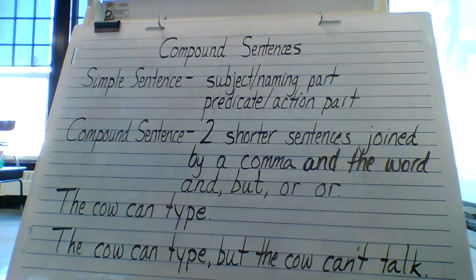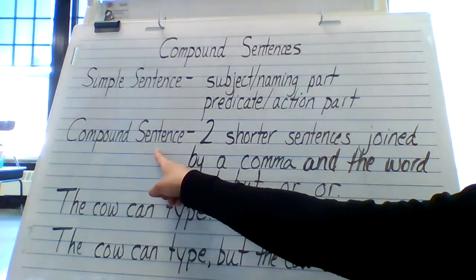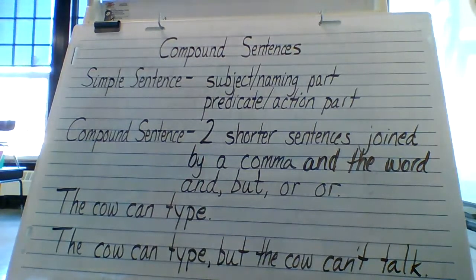So what I want to show you today, though, is now that we're making all this progress in second grade, I want to talk to you about something called a compound sentence. And a compound sentence is two shorter sentences joined together by a comma, or actually it's joined by a comma, and then it can have the word and, but, or with it.